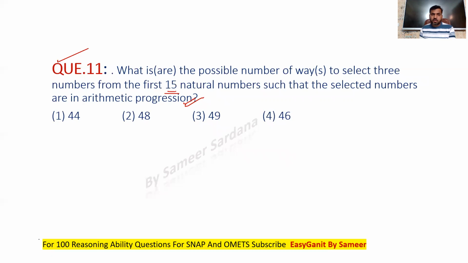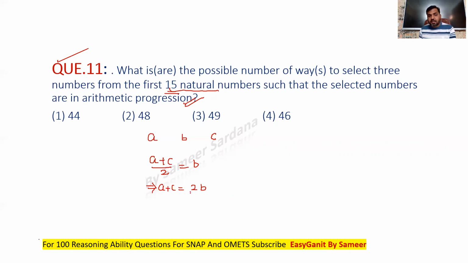See guys, the total 15 natural numbers that I have, out of these 15 natural numbers, I want to select 3 numbers, but all 3 numbers should be in arithmetic progression. Let's say that the 3 numbers I have selected out of the first 15 natural numbers is A, B, C. If I want them to be in arithmetic progression, then B has to be the arithmetic mean of A and C. That means A plus C should be equal to 2 times B, right? Is it clear?